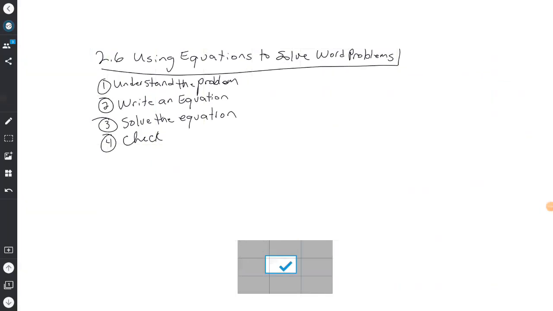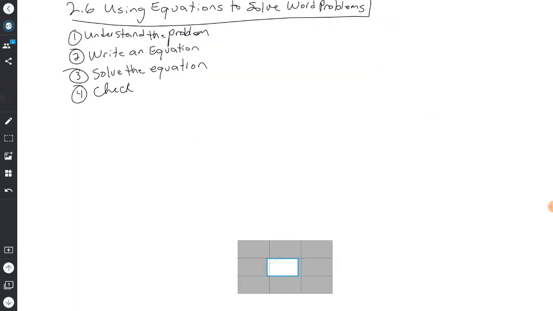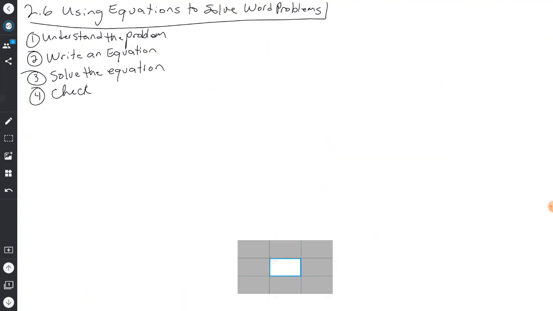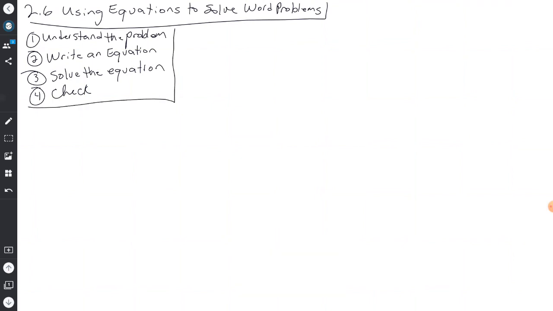Alright, so in the last class we looked at translating English phrases into expressions. So now we're going to look at doing the same thing, but this time we're going to actually solve word problems by creating an equation and then solving it.